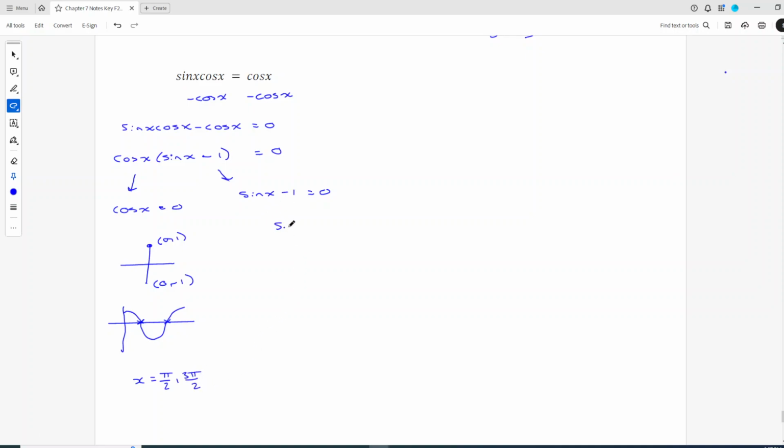Where for this one, we've got sine x is equal to 1. And again, sine follows y. So my y value is 1 up here. So x would equal pi by 2. So I did get that answer of pi by 2 twice. I'm fine if you leave your answer like this, but if I was going to declare an answer, I don't have to write it twice. I would just say the answers are pi by 2 and 3 pi by 2. All right, so that is solving by factoring.